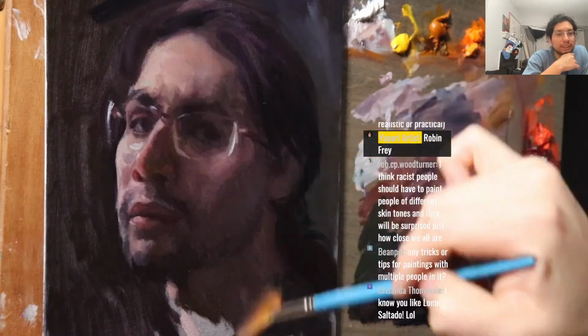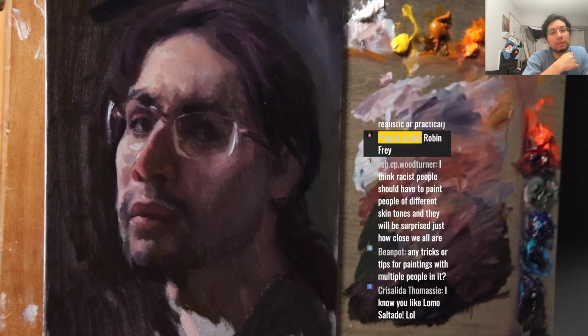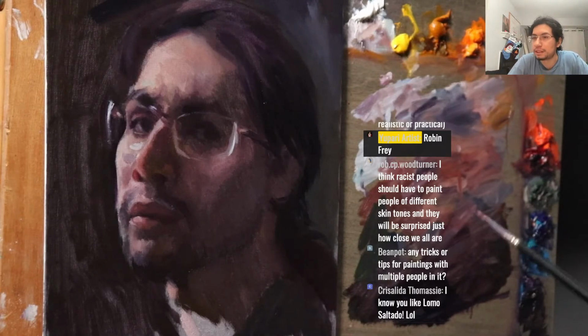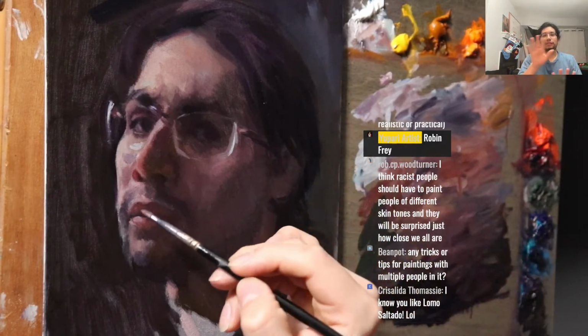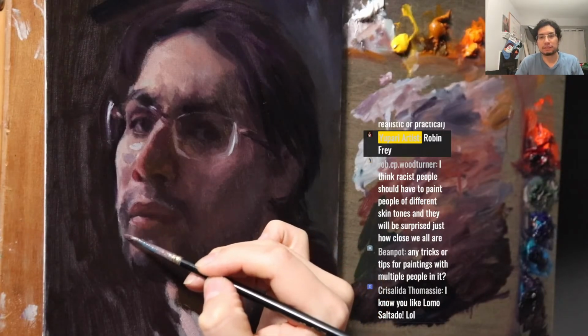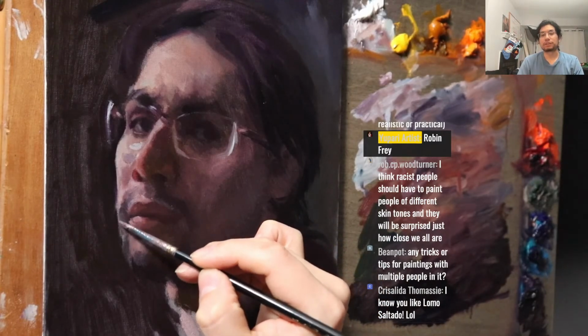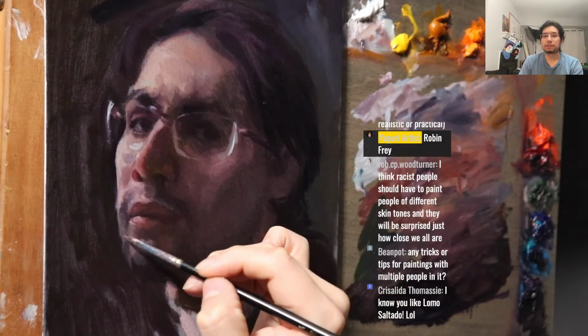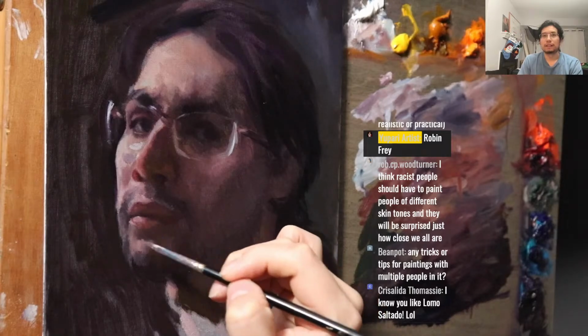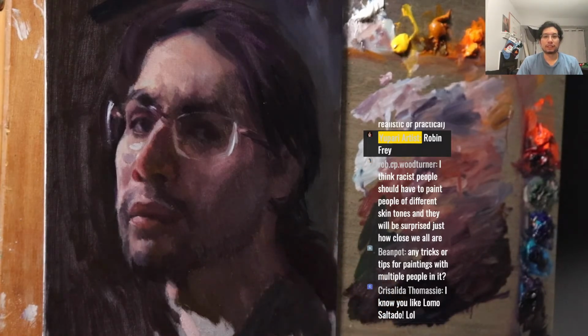Bean Pot, any tricks or tips for painting paintings with multiple people in it? Yeah, you want to know the secret to paintings with multiple people is composition. Forget the fact that there's multiple people. Once you have a lot of things in your painting, you have to focus on composition, which is a much more complicated thing. And composition requires you to feel out the patterns in your canvas.